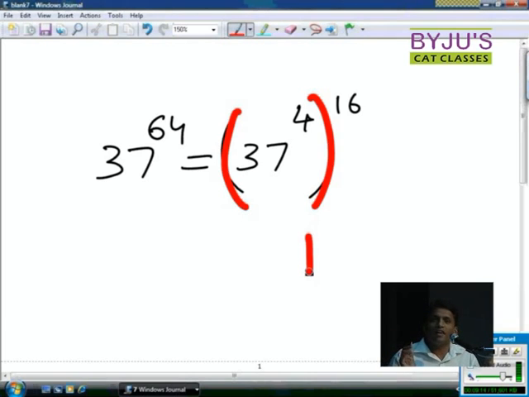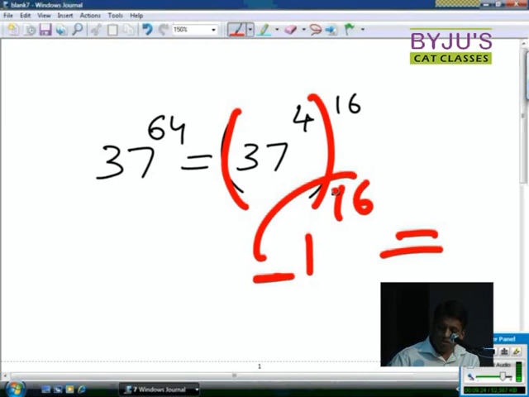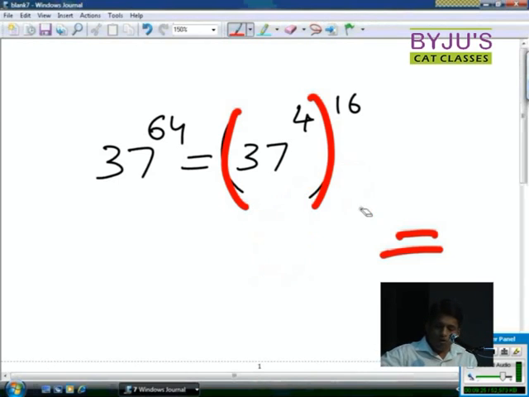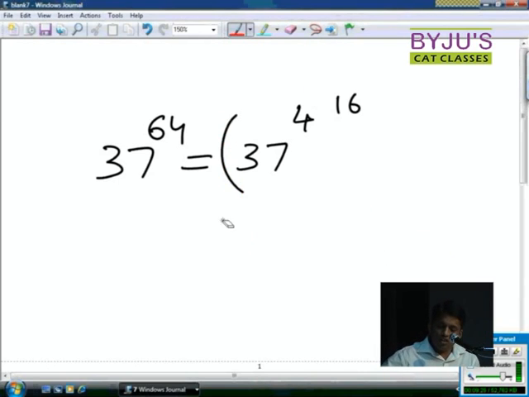Last digit we can directly write 1, but we need second last also, right? Only if we have the second last digit, then only you can find out the answer. Because here, whatever the number you are getting here, you need to multiply it by this. Now, there is no direct method to find out 37 raised to 4, but there is a direct method to find 37 square.